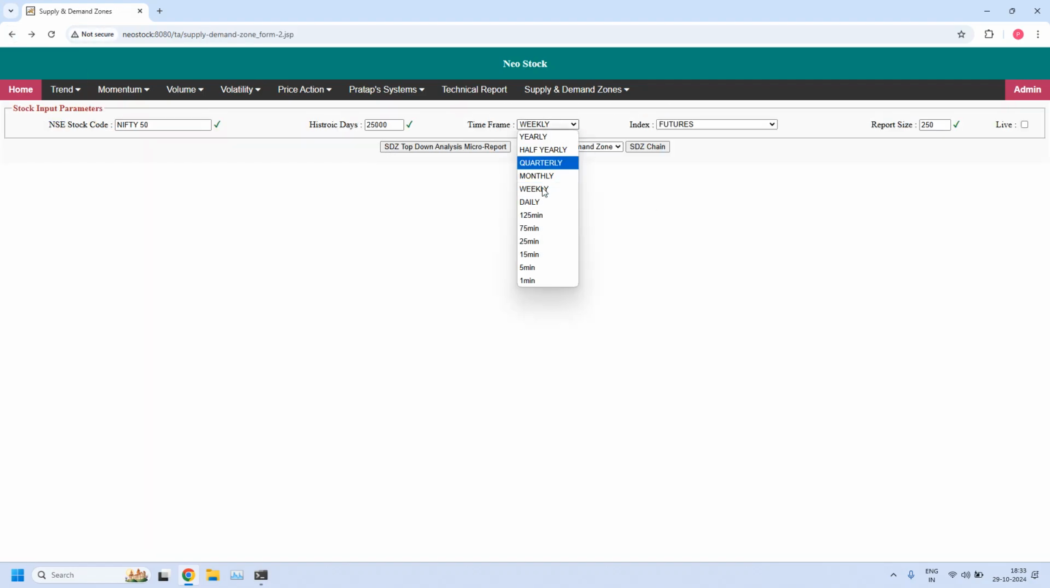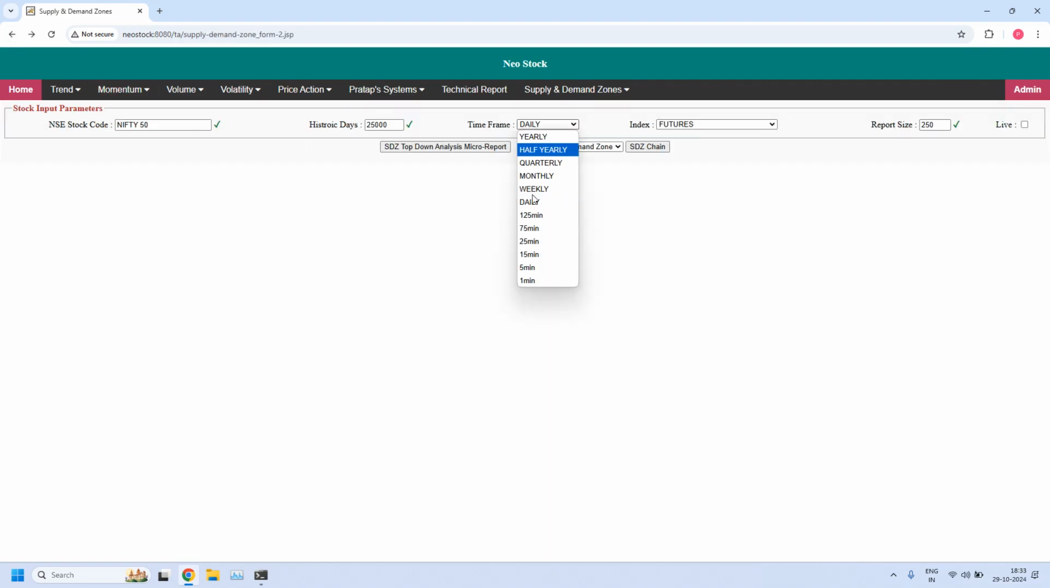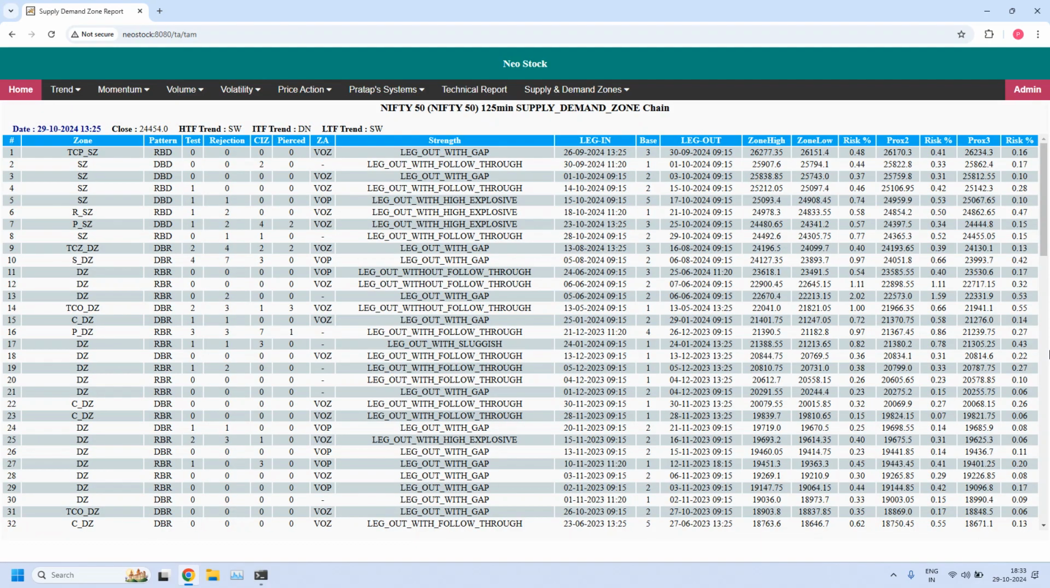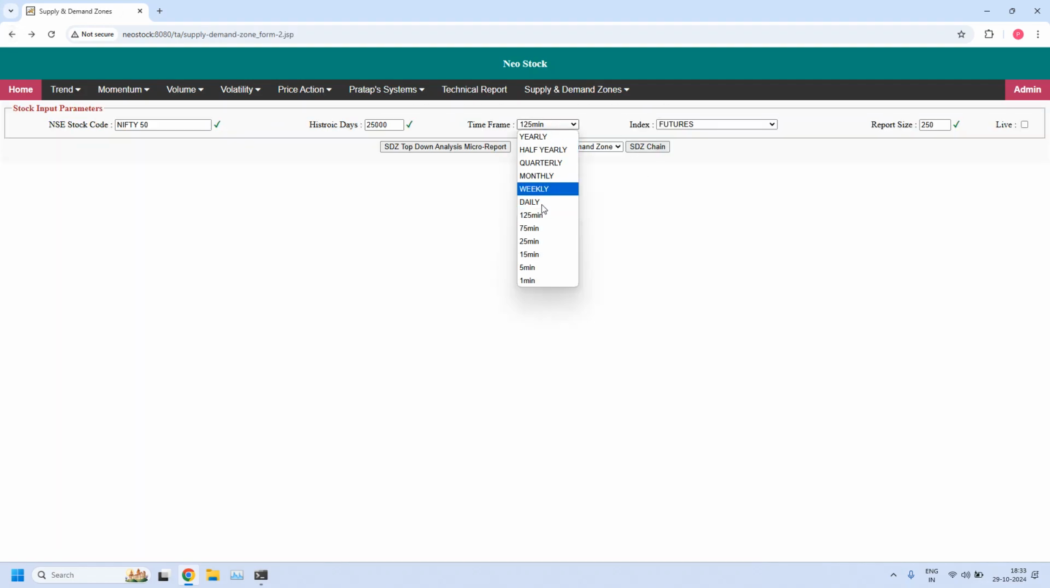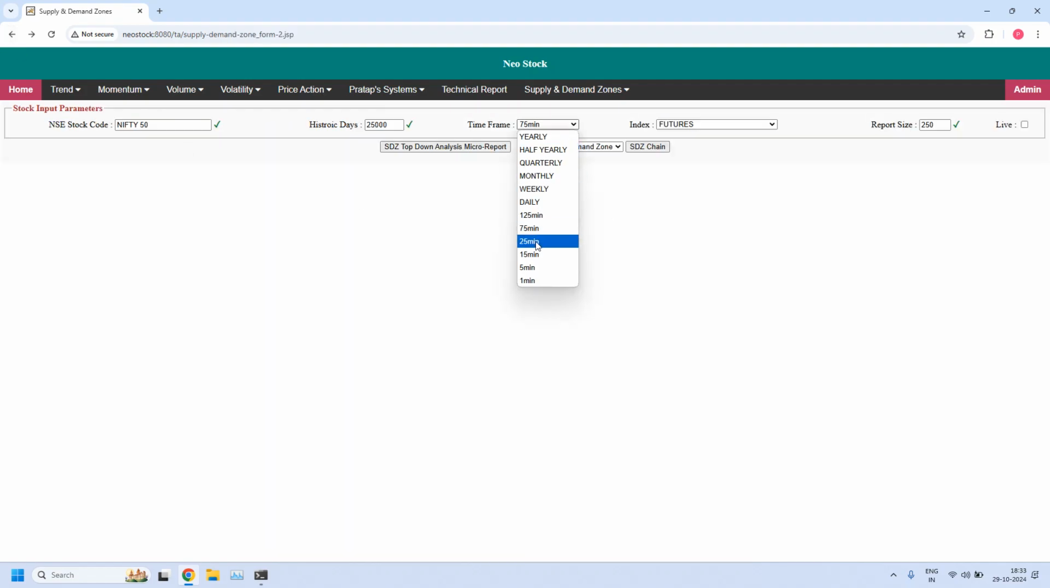Next time frame is daily, generating the daily supply demand zone chain for Nifty. Next time frame is 125 minutes, generating the 125 minutes supply demand zone chain for Nifty. Next time frame is 75 minutes, generating the 75 minutes supply demand zone chain for Nifty. Next time frame is 25 minutes, generating the 25 minutes supply demand zone chain for Nifty.